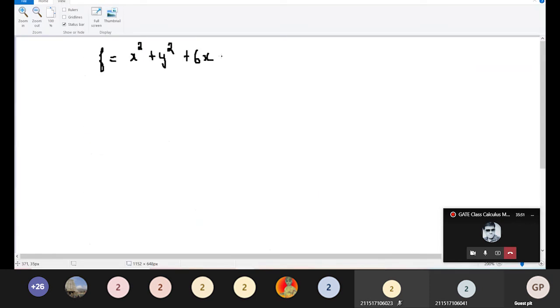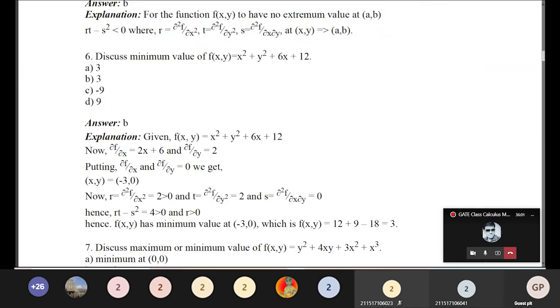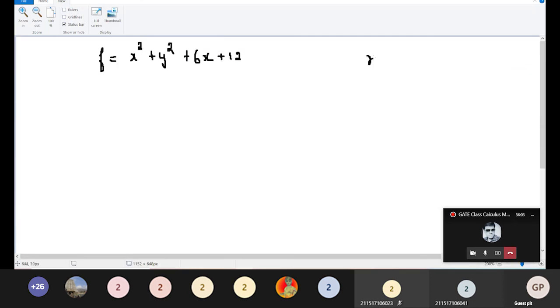Well, we have to find out the minimum value. For minimum value, what is the condition? RT minus s square should be greater than 0 and R should be greater than 0. If these two conditions are satisfied, then f has minimum value at the point.